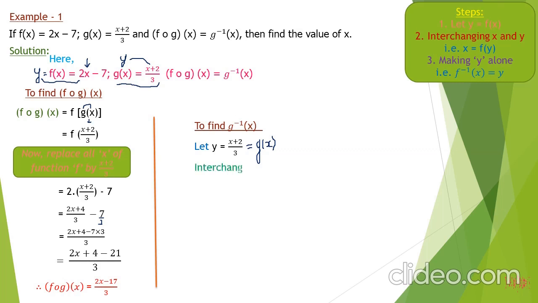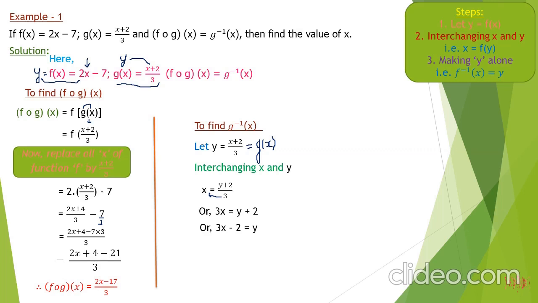Now the second step is interchanging x and y. X is replaced by y and y is replaced by x, so cross multiplication. After cross multiplication we get 3x. Cross multiplication means this 3 will go to the left side and multiply with x, that is 3x is equal to y plus 2. Now y is still not alone, so we bring this 2 from the right hand side to subtract from 3x on the left hand side, so 3x minus 2 is equal to y.